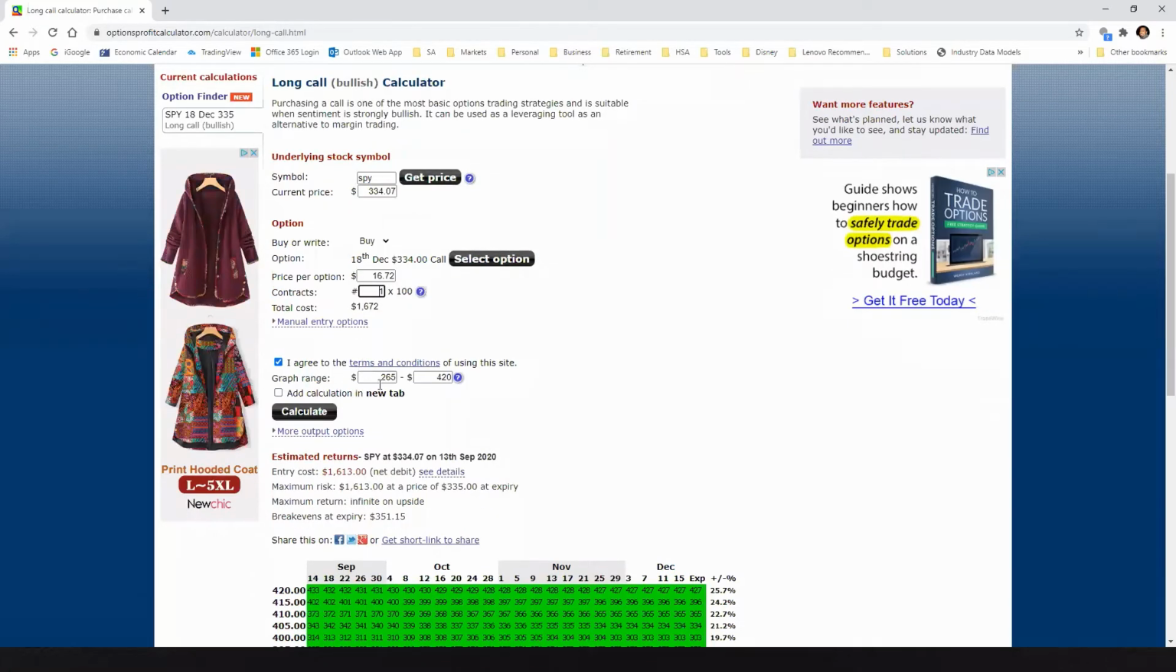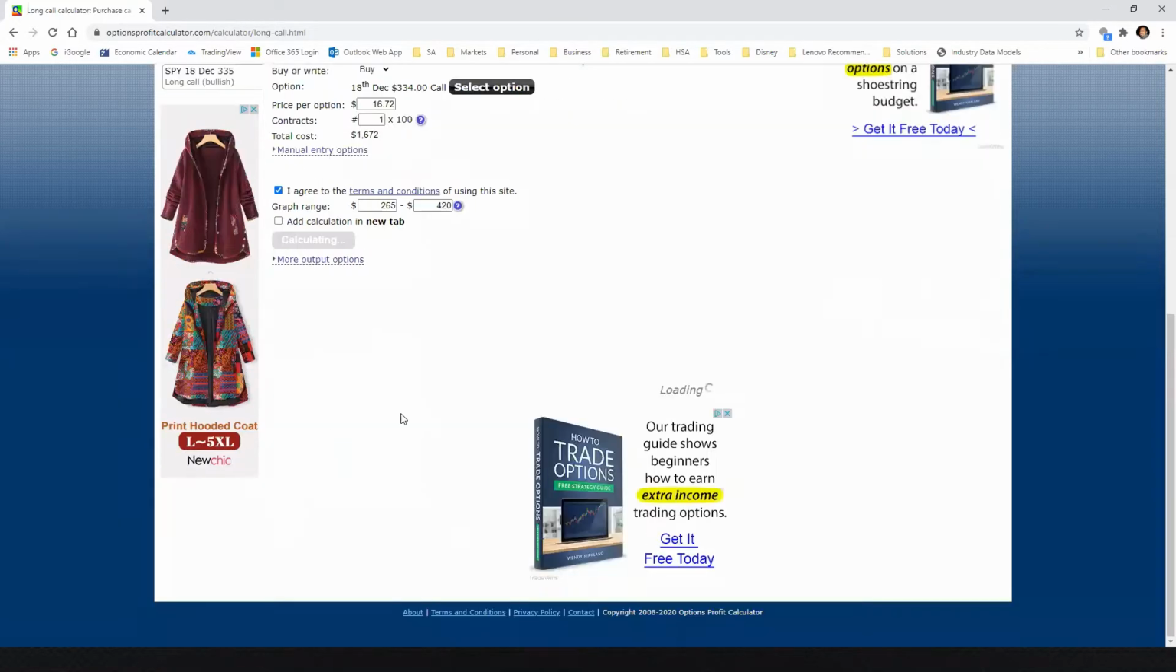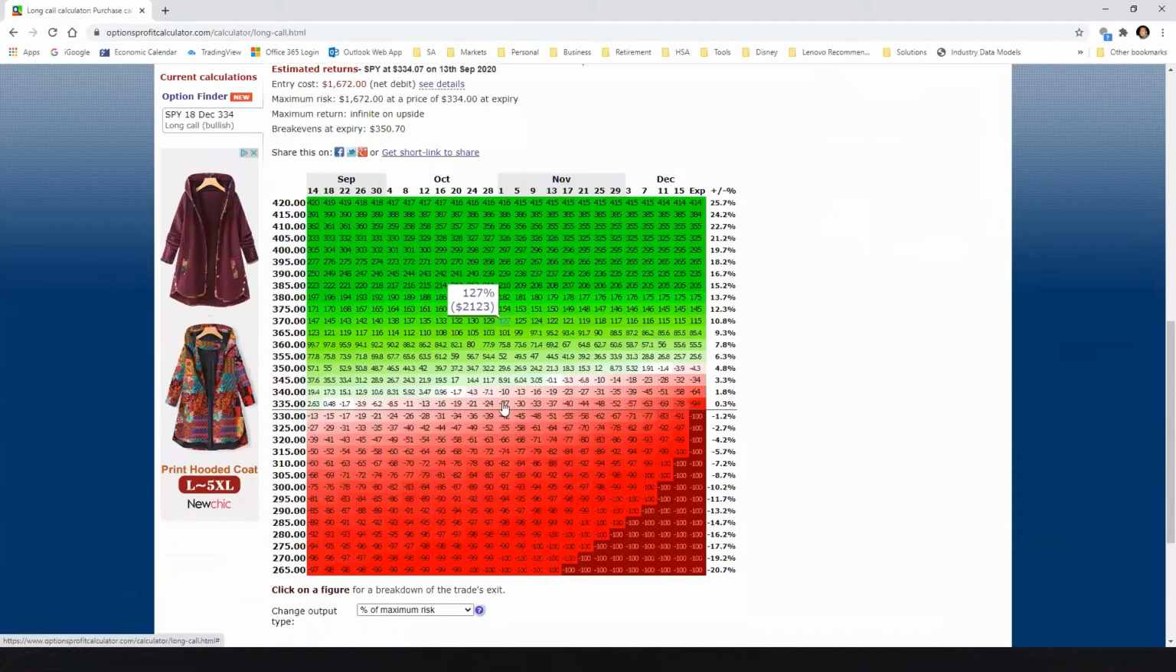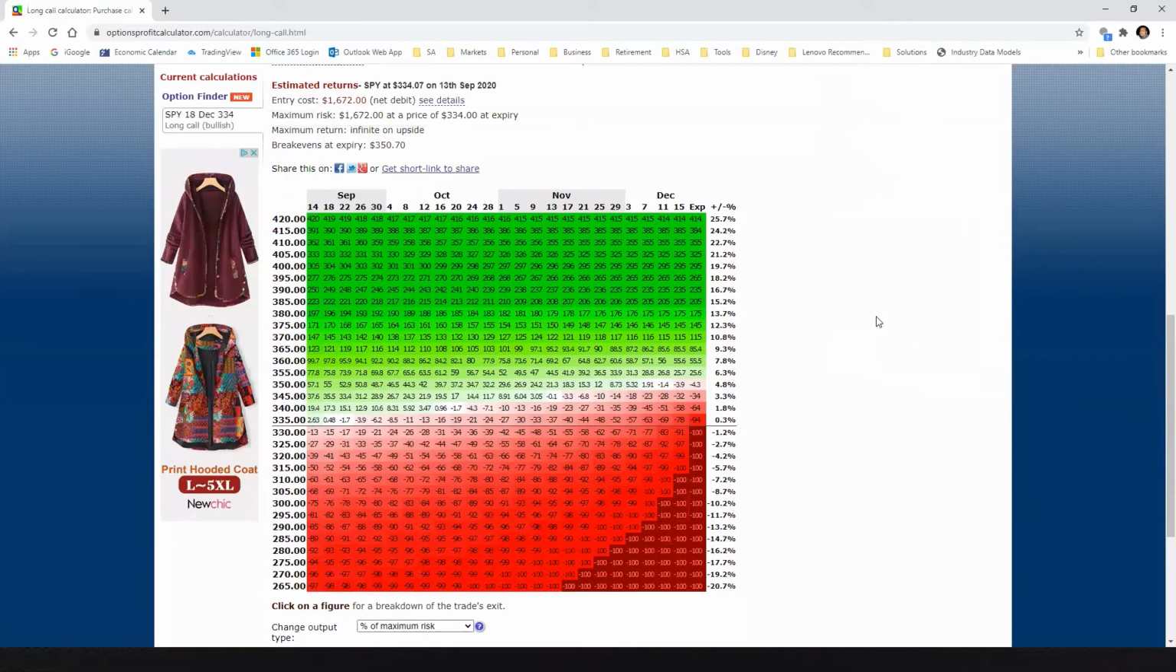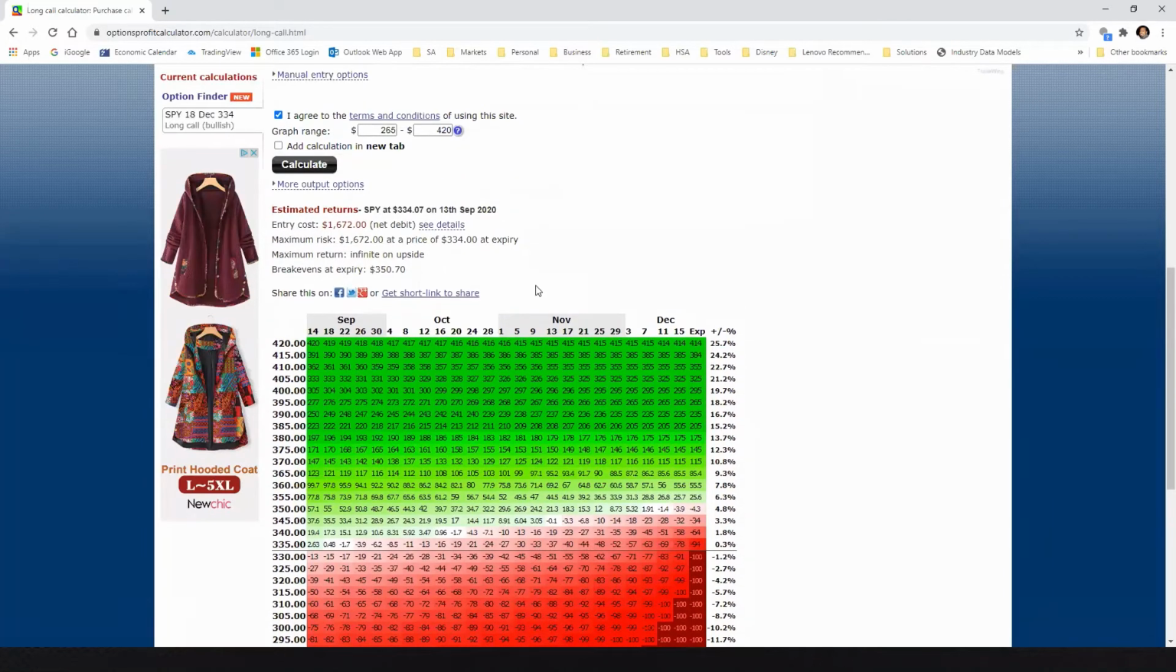And this is standard here, add calculation new tab. So you hit the calculate button. This is what comes up, right? So look at the reds and look at the greens. And this is where your in the money, out of the money will play into. Let's go a bit slow here. So call options, here is what it says.